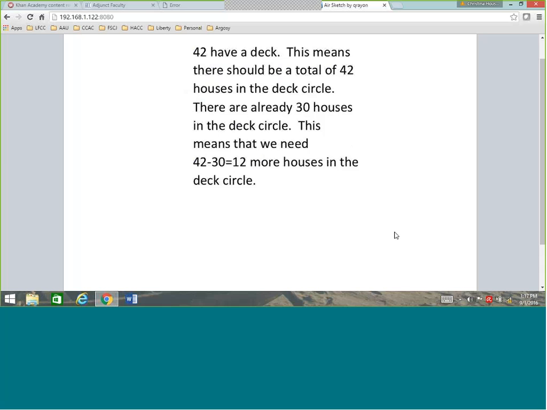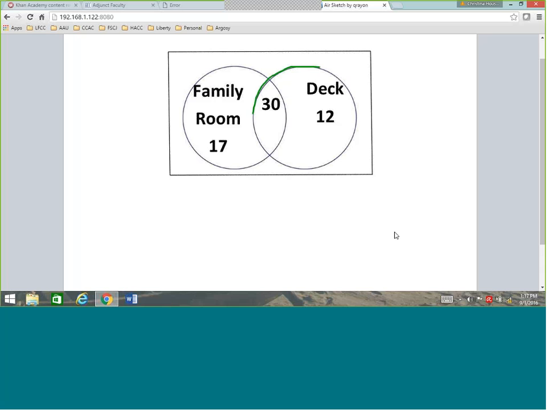We were also told that 42 have a deck. This means there should be a total of 42 houses in the deck circle, and there are already 30 in the deck circle because of the overlap. So I'm going to take 42 minus 30 and get 12. So that means I need 12 more houses in the deck circle. In my deck circle, I have a total of 42. So when we're told in the problem that 42 houses have a deck, that does not mean 42 houses have only a deck. The word "only" wasn't written there. It's just saying if I look at all the houses with a deck, I total 42. So in the deck circle, we should have a total of 42.